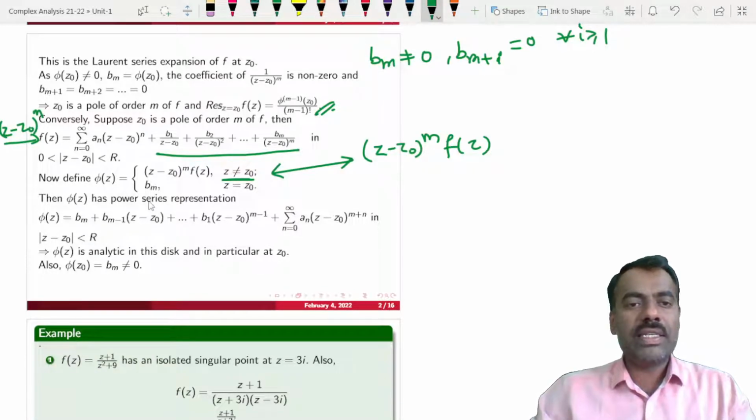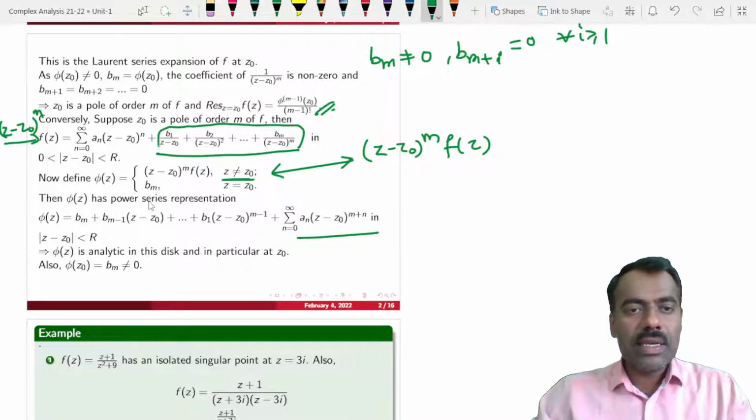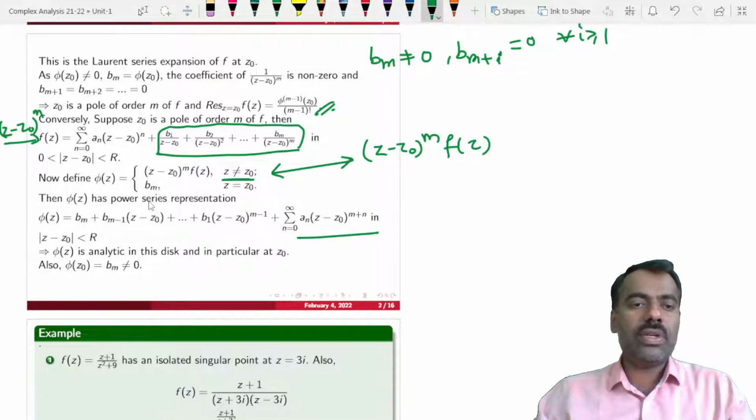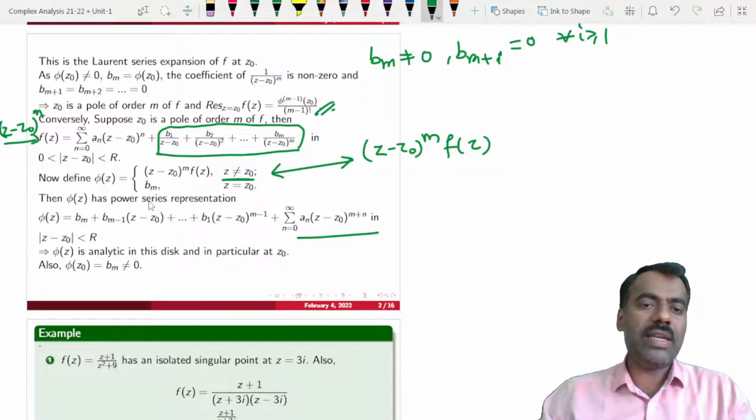We get an expression, that is this: bm plus bm minus 1 into z minus z naught and so on. If you consider this, when multiplying by z minus z naught whole power m, the first term is bm, then the next term you will have one less, so z minus z naught and so on. So you can see that it is a Taylor series expansion. Therefore, this phi of z is analytic in that disk, in particular at z naught.